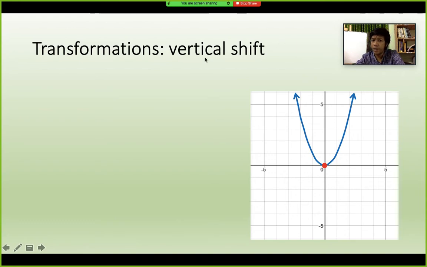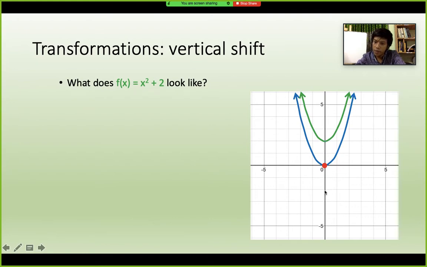Now this is vertical shift. It means the graph will actually move up or down. See why it happens? Because you see, this is the x squared graph, and this is the x squared plus 2 graph. Plus 2 means the same exact graph will go to the positive 2. See, the graph will come here. If it is minus 2, then the graph will come down here, like that.